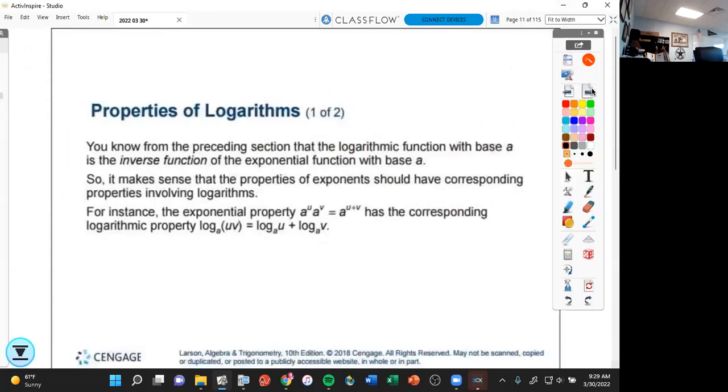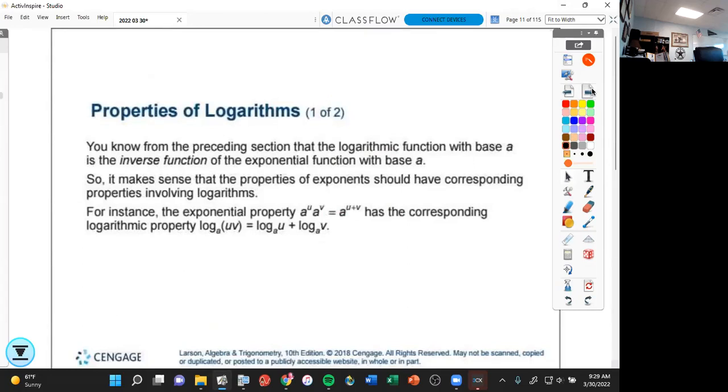You know from the preceding section that the logarithmic function with base a is the inverse function of the exponential with base a. So it makes sense that the properties of exponents should have corresponding properties involving logarithms. For instance, the exponential property a to the u times a to the v is equal to a to the u plus v. We know that, don't we? When the bases are the same, what do you do to the exponents? You add them, right?